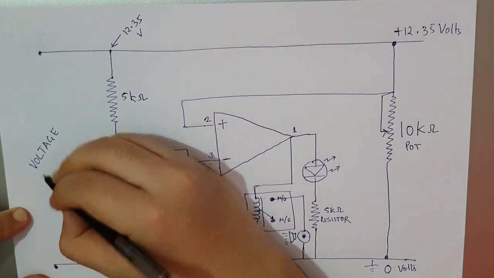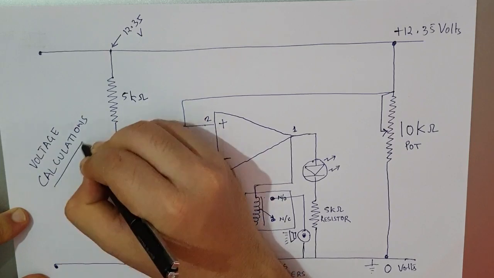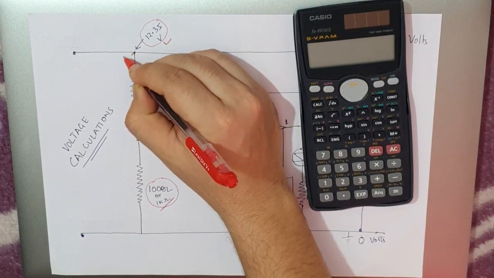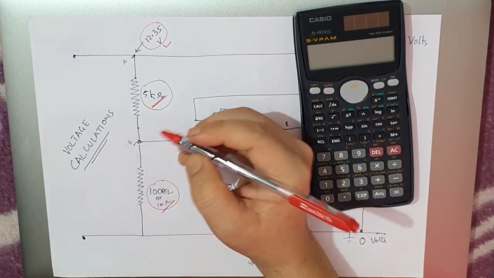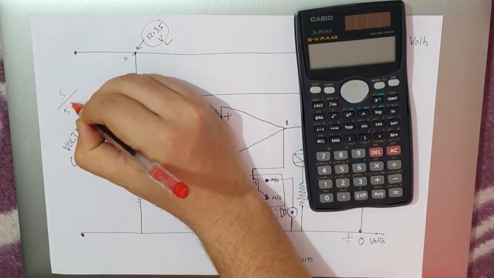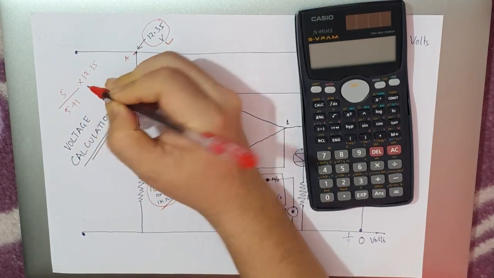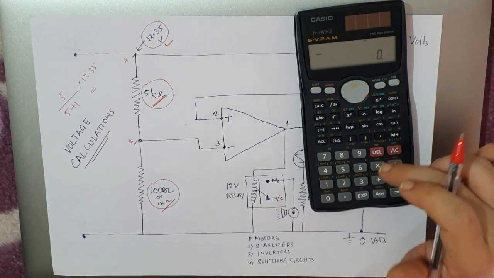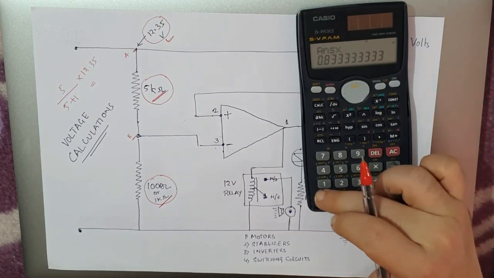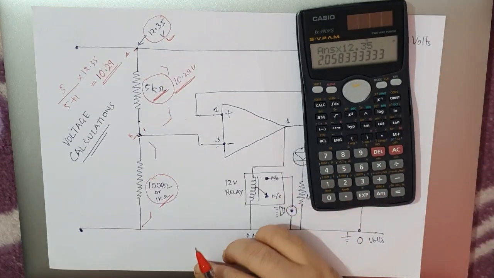We'll do a voltage calculation just to understand what values would be required and how this particular op-amp as a comparator would function. Now going to the mathematical calculation, the 5 kilo ohm resistor and a 1 kilo ohm resistor would be noted by 5 plus 1 into the voltage, that is 12.35 volts, which is coming in. So we can calculate this value as 5 divided by 6, multiplied by 12.35. So 10.29 is the value.